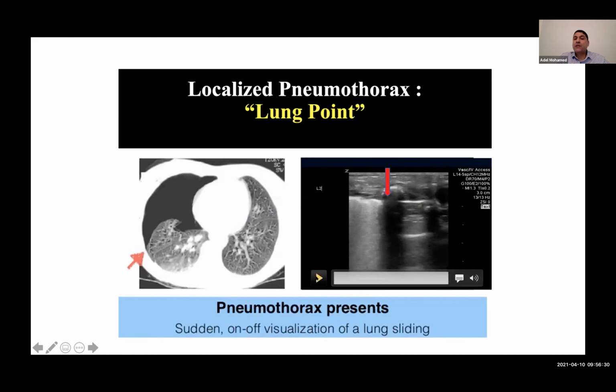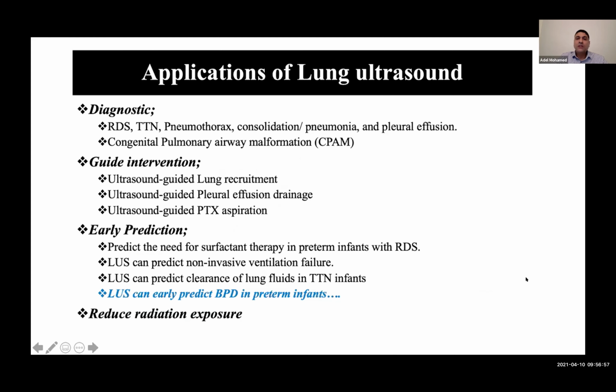Look at how silent this part is. This rocky movement is because of the heart pulse. There's no sliding. You see some rocky movement here for the pulse compared to very nice sliding in here, which represents this part. So the absence of sliding, the area in between, is called the lung point, very pathognomonic for localized pneumothorax. This is my last slide, which summarizes the application of lung ultrasound.